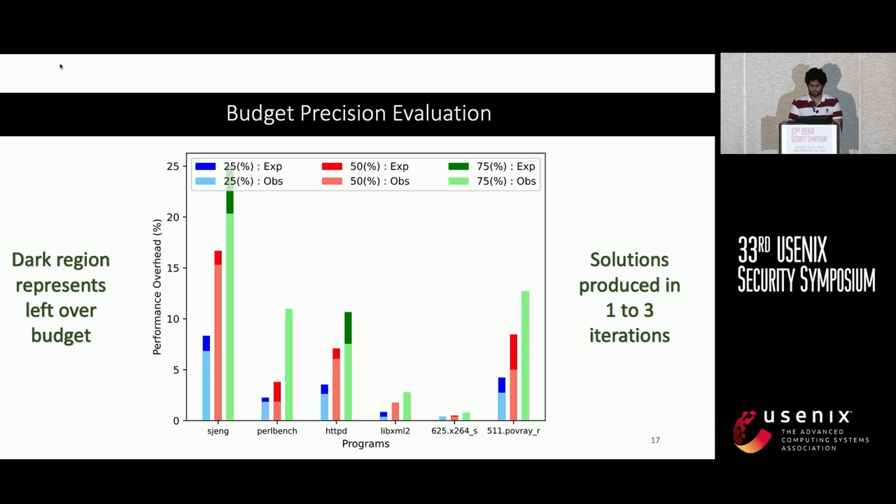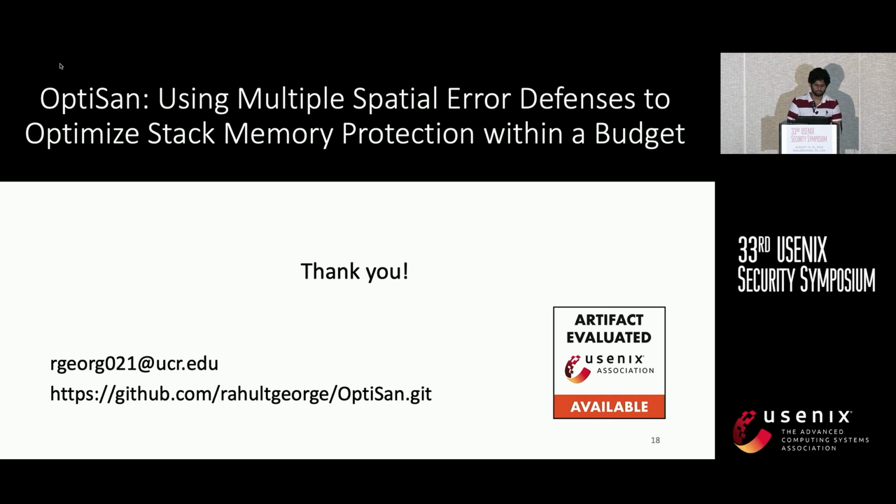Coming to the budget precision evaluation. For 6 of these programs, we evaluate 3 budgets each. Since the budgets are program specific, depending on the unsafe operations that the program may have, we evaluate 25% of the cost to cover all, 50% of the cost to cover all, and 75%. The dark region here represents the remaining budget, and most solutions were produced within 1 to 3 iterations. I'd also like to note there were a few cases where we went slightly over budget, but we're pretty close most of the time. That brings me to the end of my talk. Thank you for your time.